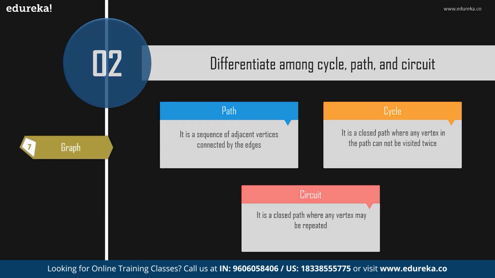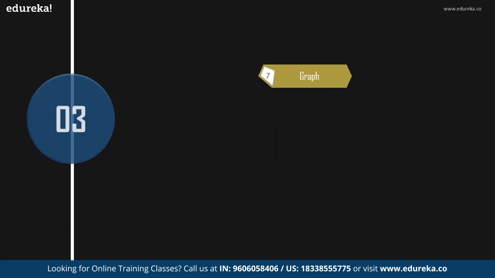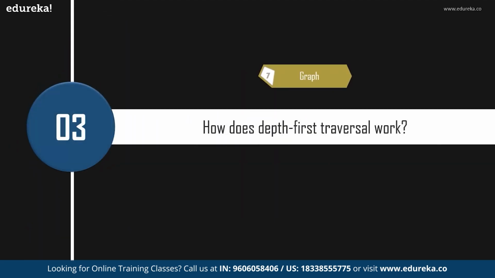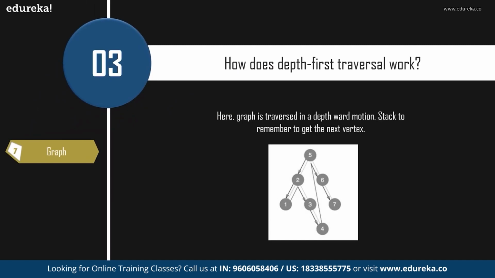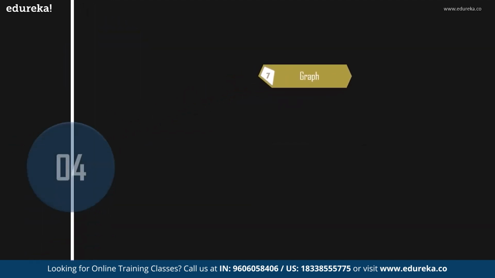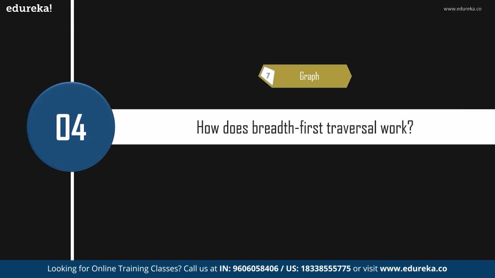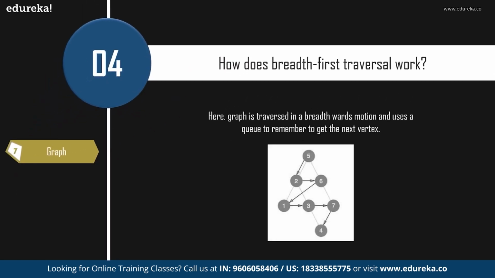vertex may be repeated. So the next question we'll be discussing is how does depth first traversal work? In depth first search, we traverse the graph in a depthward motion and use a stack to remember to get to the next vertex to start the search when a dead end occurs in any iteration. Now the next question is how does breadth first traversal work? So in breadth first traversal, we traverse a graph in a breadthward motion and use a queue to remember to get to the next vertex to start a search when a dead end occurs in any iteration.